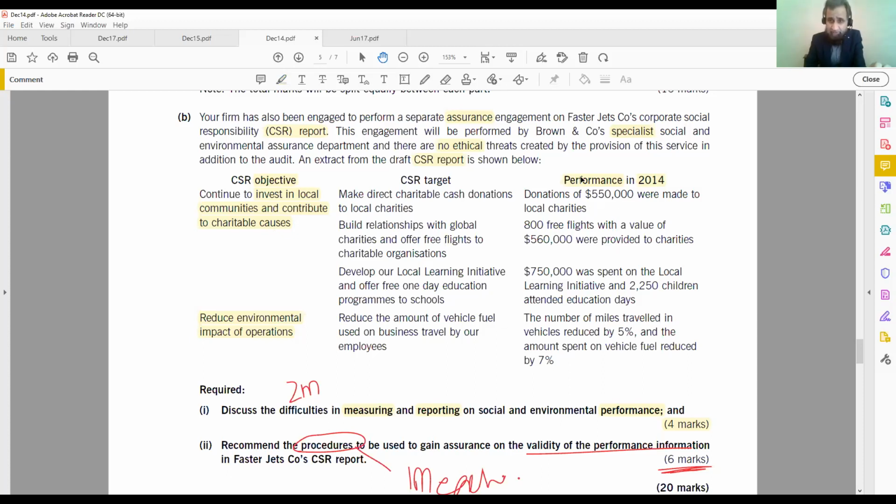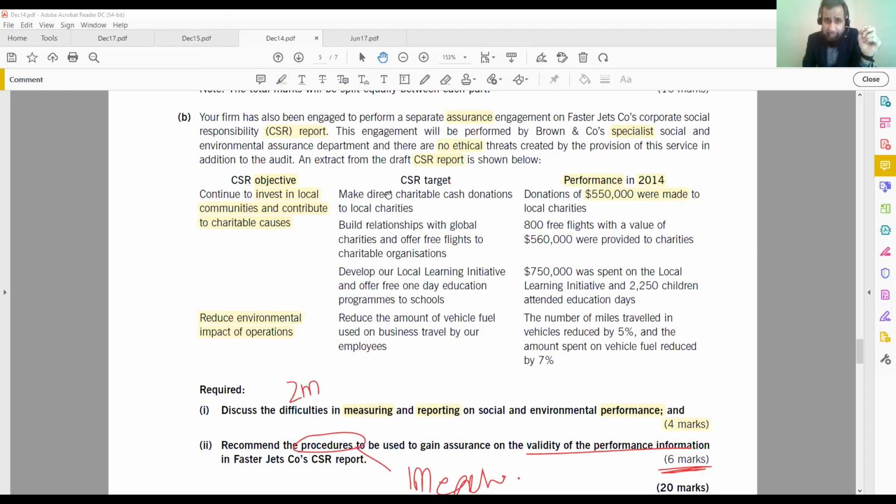The first performance is a donation of $550,000 were made. Now, if they have made donations, do they have any evidence for that as a company? Yes. They must have a cash book. They must have the donation slips. So can we review the donation slips? Can we review the cash book to confirm the validity of $550,000? Right? Bank statement. Very good.